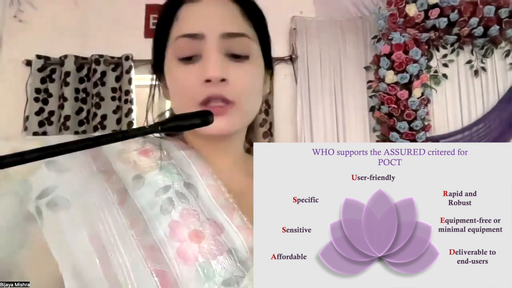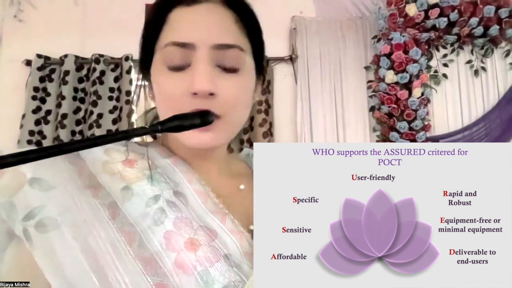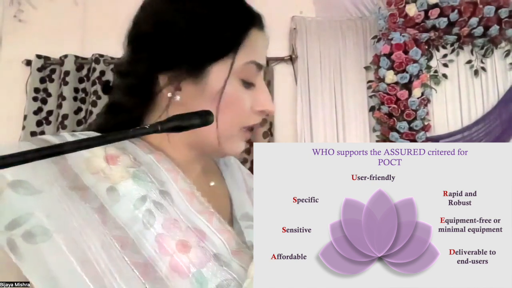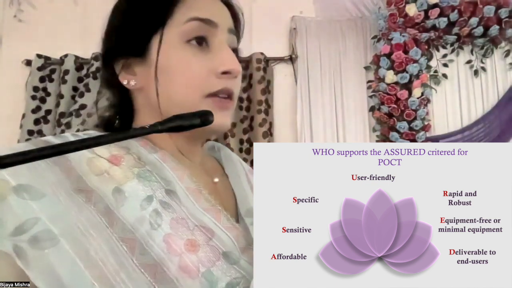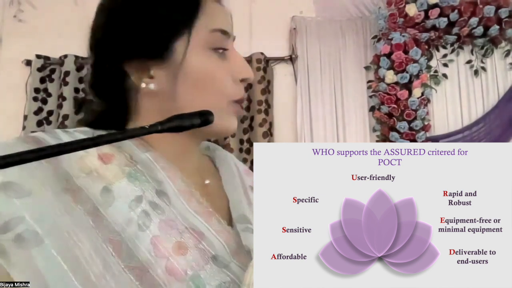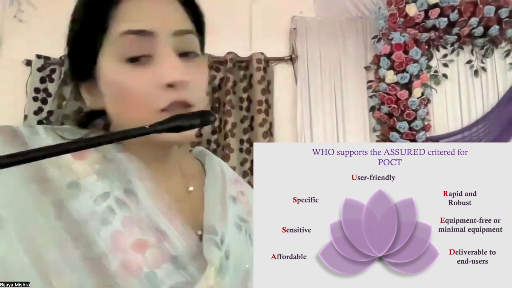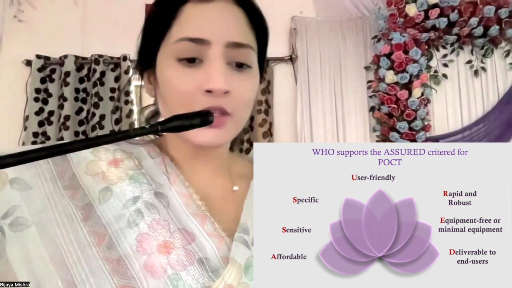And WHO supports the ASSURED criteria when it comes to point of care testing. And here are some of the points. Here we can see A stands for affordability. S for sensitive. The test should be sensitive. It should be specific. It should be user-friendly. It should be rapid and robust. It should be equipment-free or with minimal equipment requirement. And it should be deliverable to all the end users, that is, to all the physicians and all the healthcare providers and the patients.